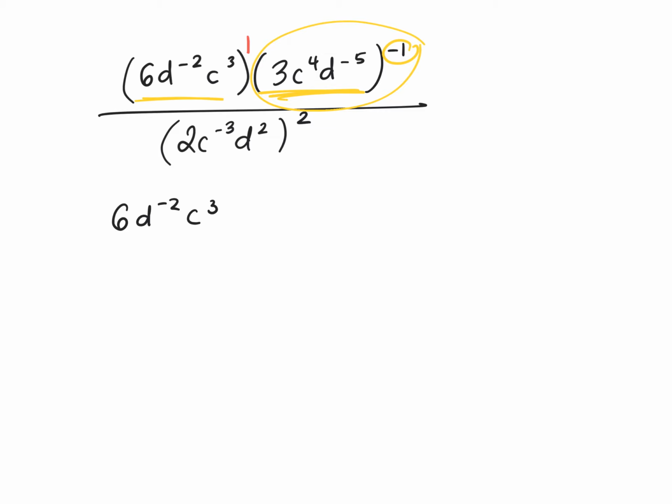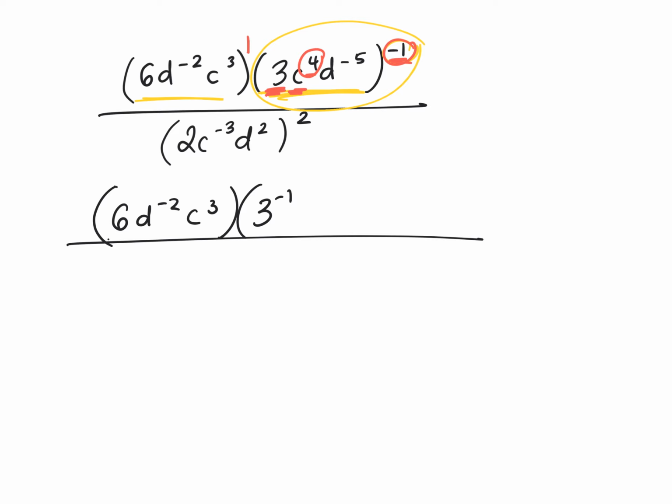But we need to multiply it by everything inside the bracket. It's 3 to the power of negative 1. So I'm going to write that 3 to the power of negative 1. It's c to the power of 4 to the power of negative 1. So when you have a power of a power, what do we do with the exponents? You multiply them. Multiply, so it would be c to the power of negative 4.